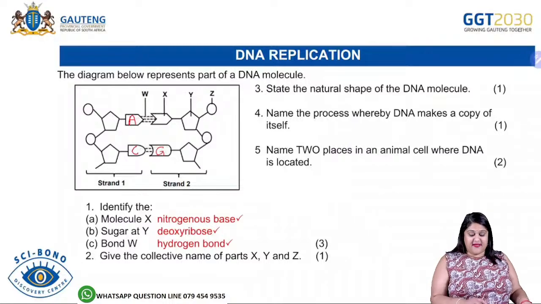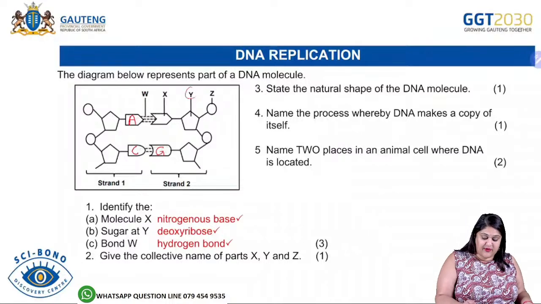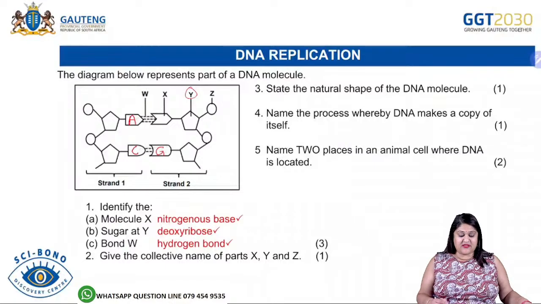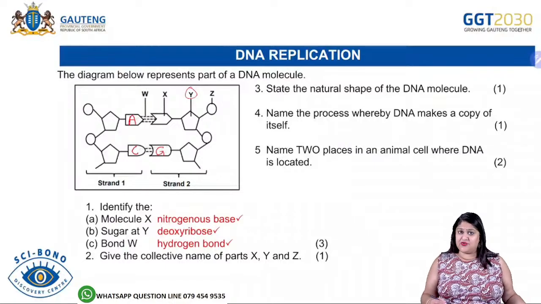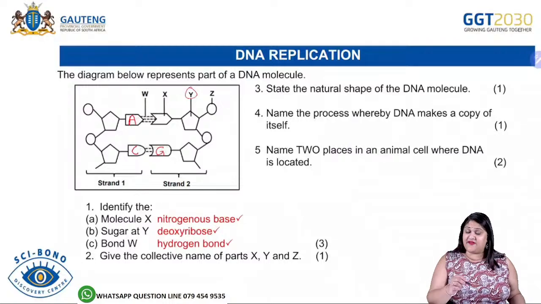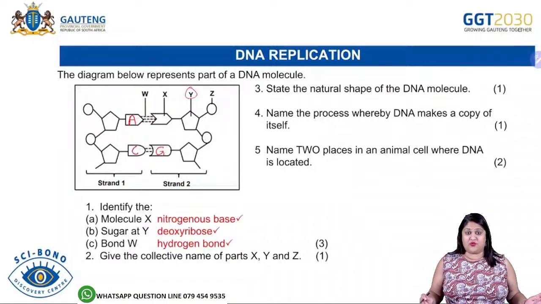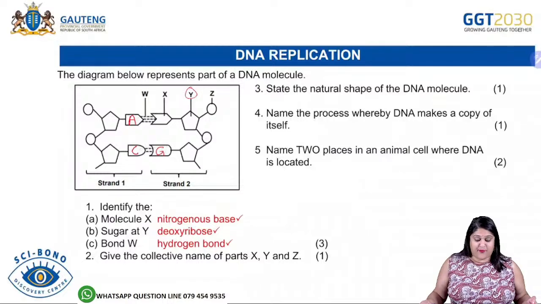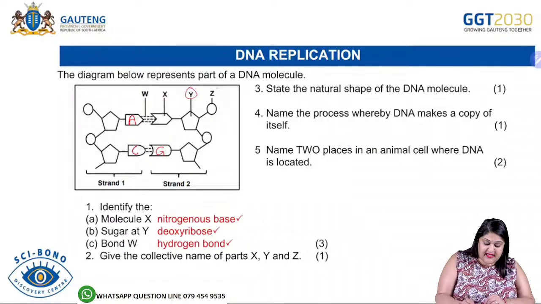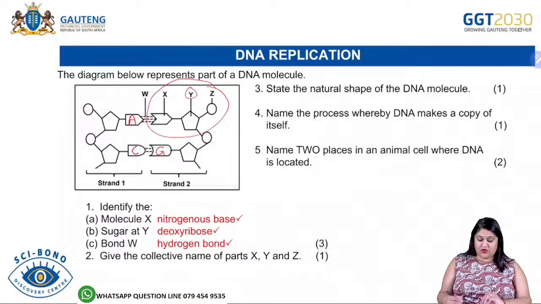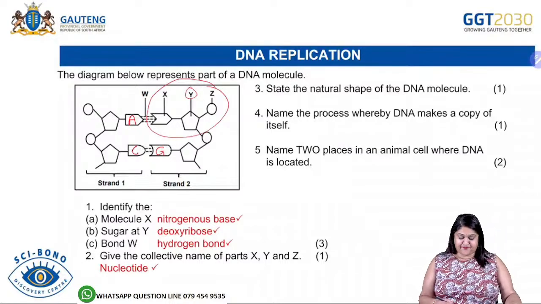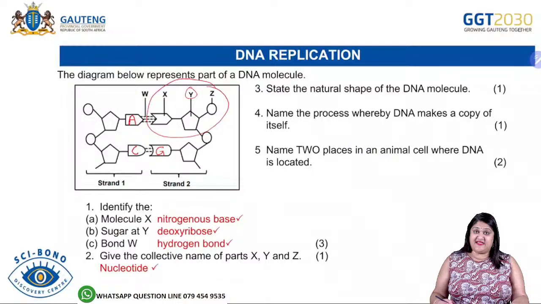Okay. Then sugar at Y. What is that sugar? It is deoxyribose. You wouldn't be able to say pentose sugar here because you need to be specific. Remember, this is DNA. There's also a pentose sugar in RNA. It's just that it's called ribose. And then we have the bond at W. The bond is a hydrogen bond. Okay. Give the collective name of parts X, Y, and Z. So collectively, X, Y, and Z, what are they called? It's a nucleotide.